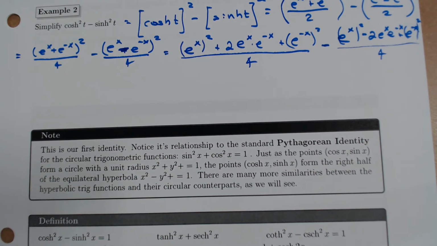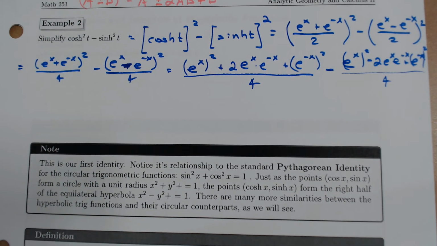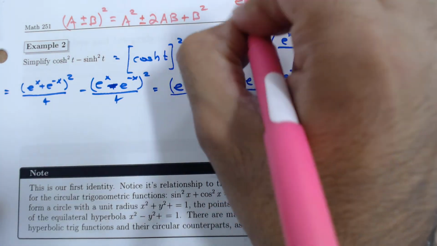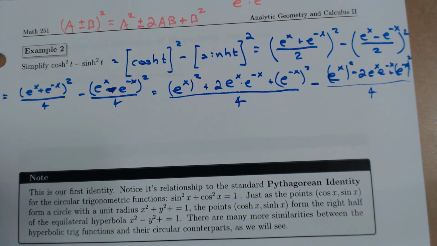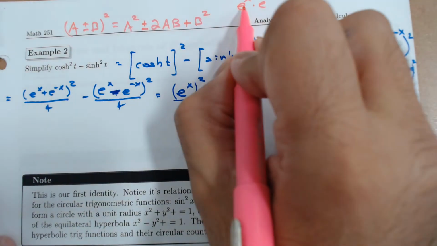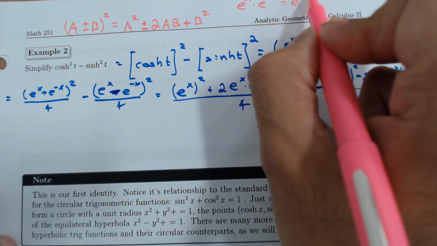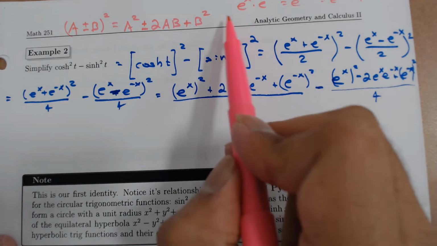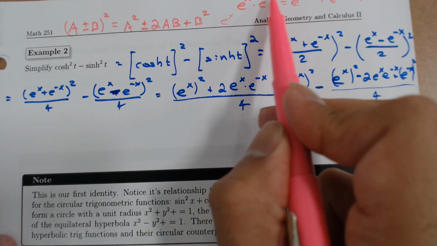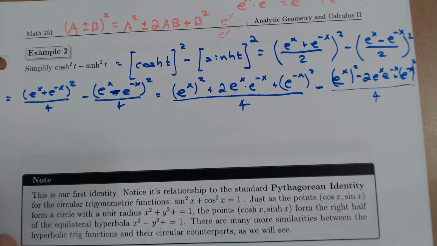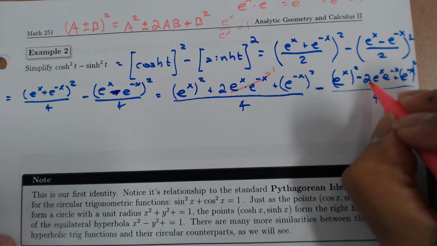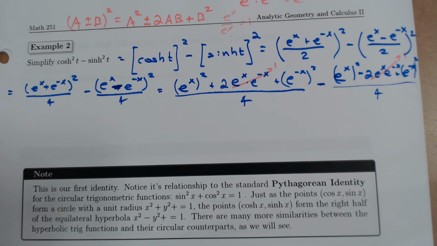Now, another point that is worth noting: when we multiply e to the x times e to the negative x, what's the result? 1. And well, for two reasons. Number one, because we have the same base, e to the x minus x, that's e to the 0, which is 1. Or the other way around, if you rewrite e to the negative x with a positive exponent down in the denominator, that's also 1. For whatever reason you prefer, all these are going to go to 1 and 1. And let's apply the powers individually.